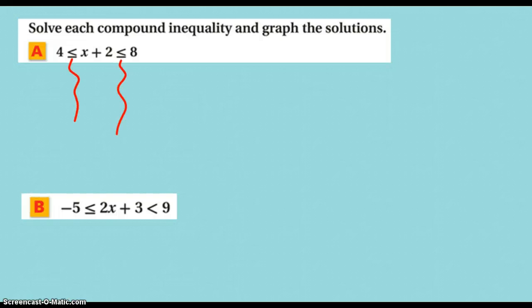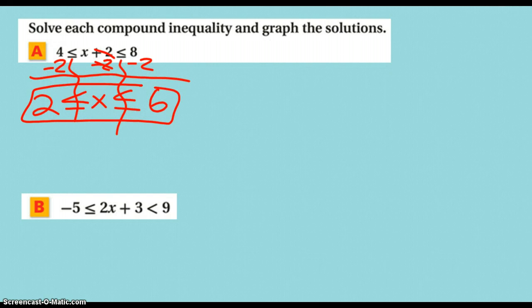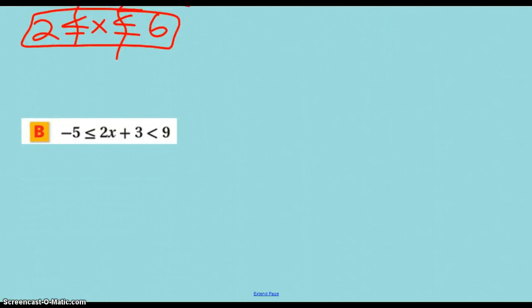Which is kind of weird, but you've got three different sides going on here. You've got the left, the middle, and the right side. Subtract 2 here, subtract 2 here, subtract 2 here. Now I'm left with x in the middle, 6 over here, and 2 over here, and there's that solution we were just talking about. X is greater than or equal to 2 and less than or equal to 6. I'm going to show you how to do that on the last one here, and that'll be it.